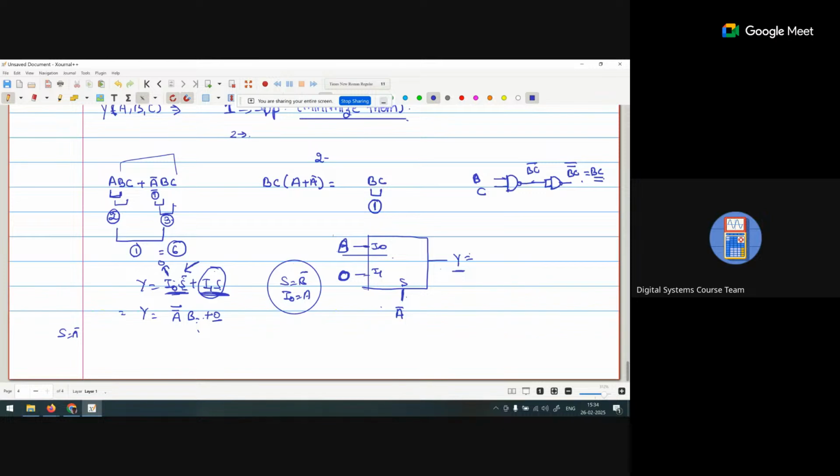Okay, sir. If we are saying that only A and B are available as inputs, then the way we design this is: this is the A, this is the B, this is the 0. We require only one 2x1 mux to implement an AND gate.